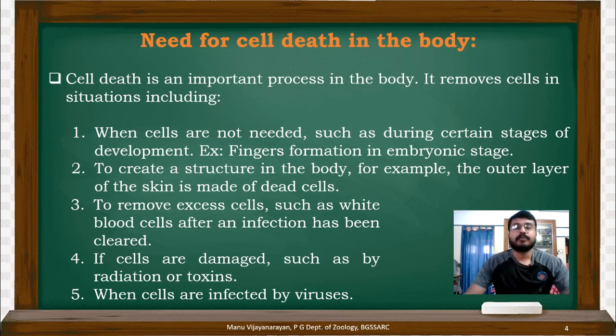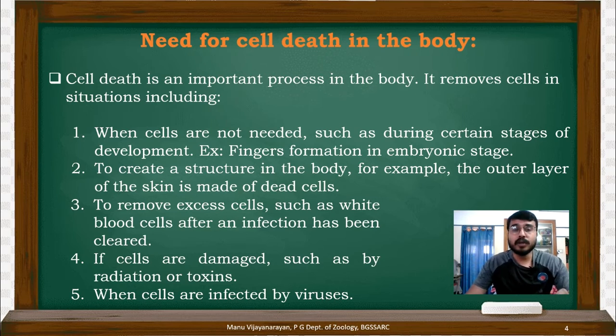The body eliminates cells in order to supply them to various other regions. Like if we want to cover the body by the external surface, we require dead cells. So for that, the body has to supply it from one source or the other. So one strong reason for cell death in the body is to supply the dead cells to various other organs of the body.